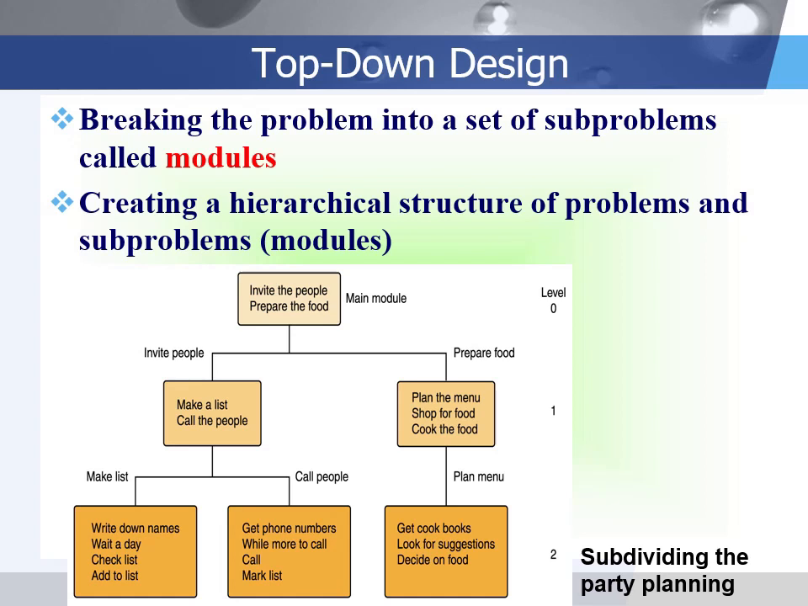So you have the main problem, and then you can divide it into two separate modules. The first one is called invite people, the second one is called prepare food. For the invite people module, you also need to make a list, and then you can call the people. So this is a small module. In this case, the main problem is invite people and prepare the food, which can be divided into three sub-modules. And then we can try to design the solution for each module.